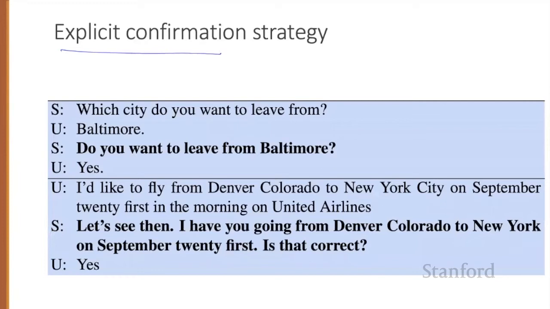When using the explicit confirmation strategy, the system asks the user a direct question to make sure it's understood. User says Baltimore, the system says, do you want to leave from Baltimore? The user says yes. I'd like to fly from Denver to New York on September, so-and-so. And the system says, let's see, I have you going from Denver to New York, blah, blah, blah. Is that correct? Yes. An explicit question.